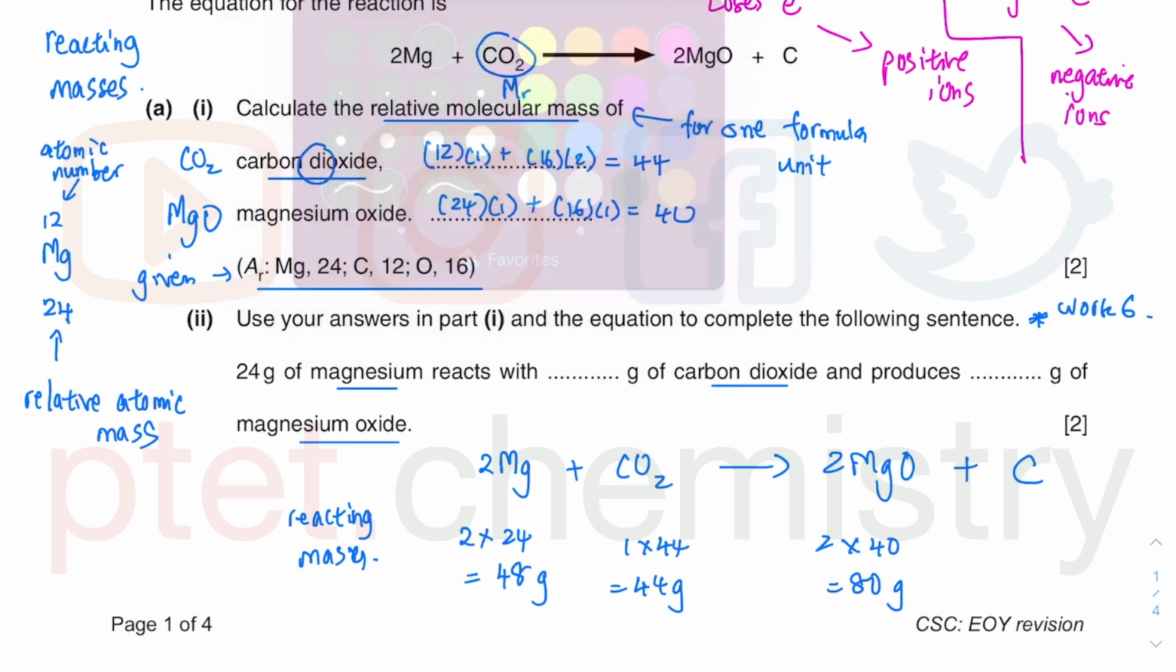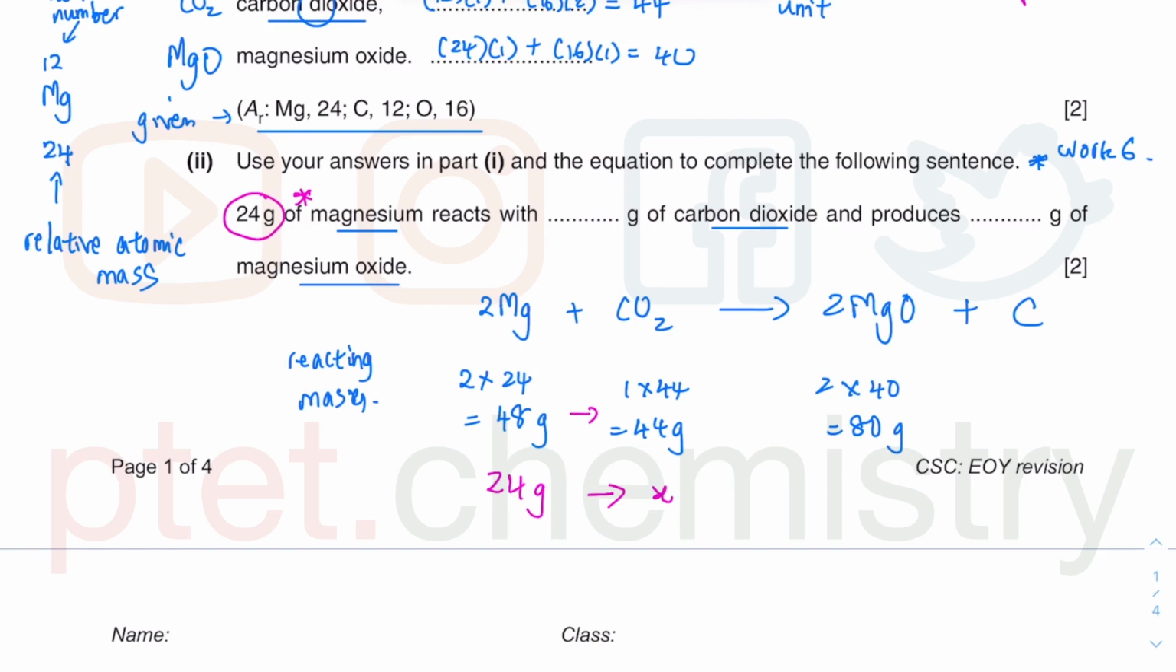So now the question is really asking for 24 gram, not 48 gram, whereas the equation is for 48 gram. So what you do is 24 gram will give you X. I will consider this one first. If you cross multiply, 48 times X is equal to 24 times 44. So X is equal to 24 times 44 divided by 48. You key that into your calculator and you get 22 gram. So there's 22 gram there and not 44.